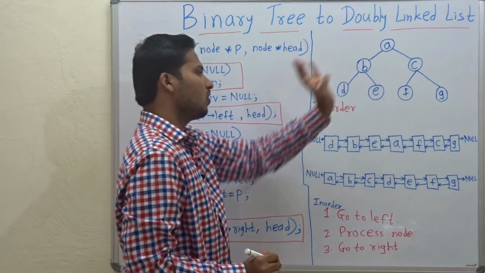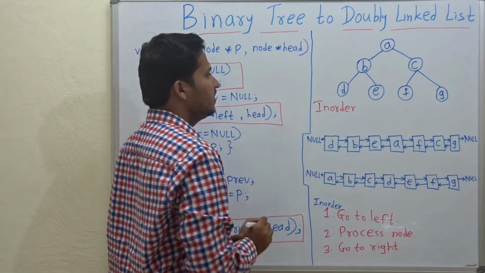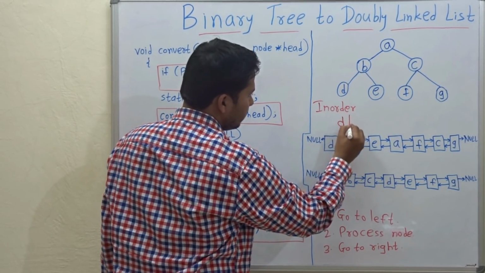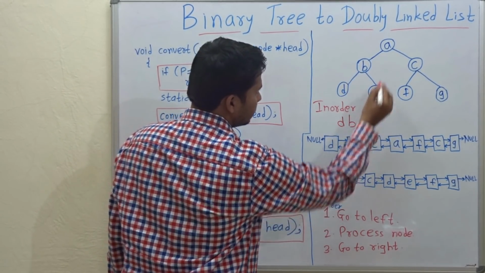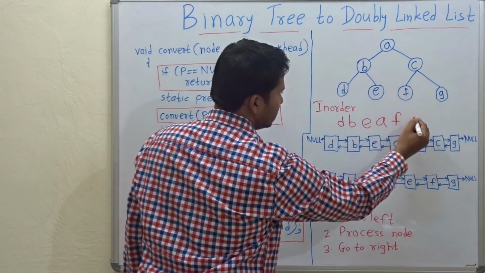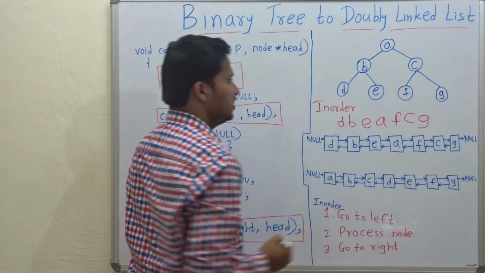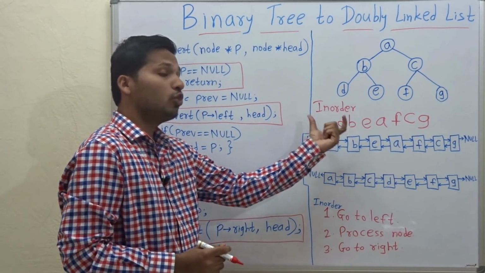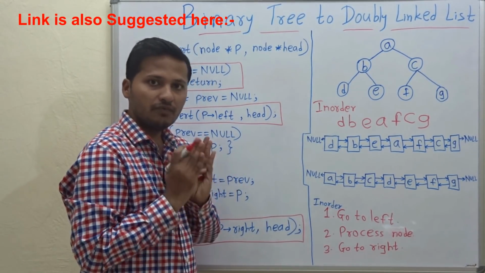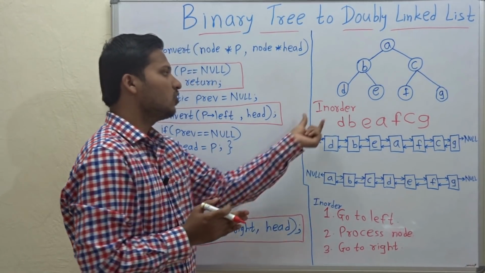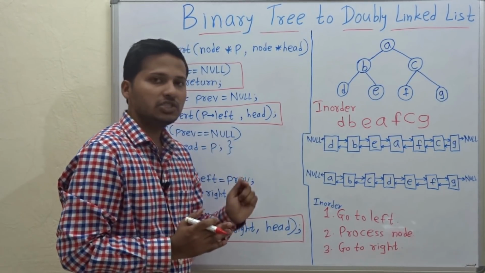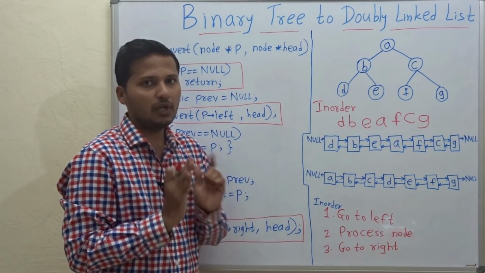So what should be the in-order traversal of this binary tree? It is D, B, E, A, then F, C and G. If you don't know how to find out the in-order traversal, I have a video on finding out the in-order traversal of a binary tree on my channel. I have mentioned the link in the description below.